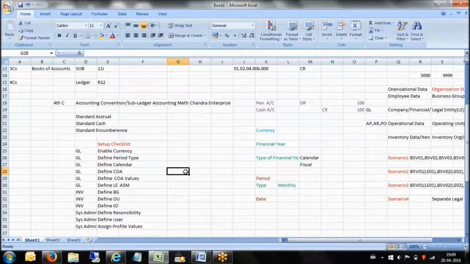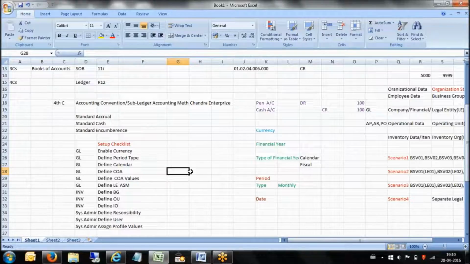System will convert it into your functional currency. Correct. Okay, so I was talking about this scenario. This is one. So we have one feature, one setup on payables options in AP where you can enable that. So that is possible.